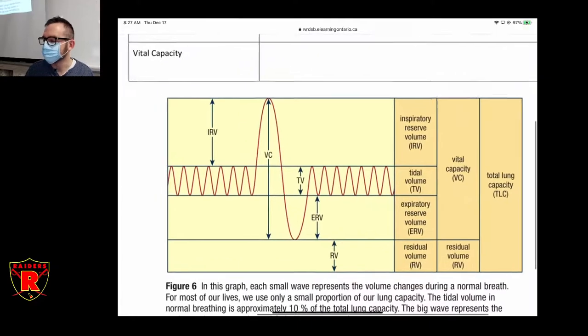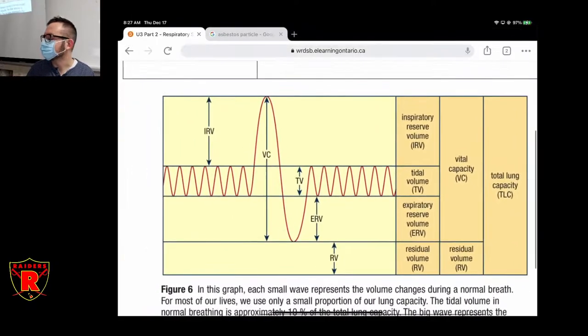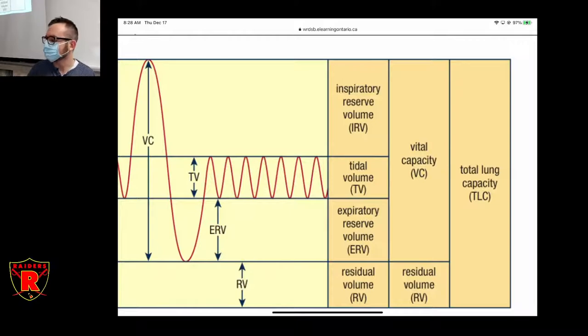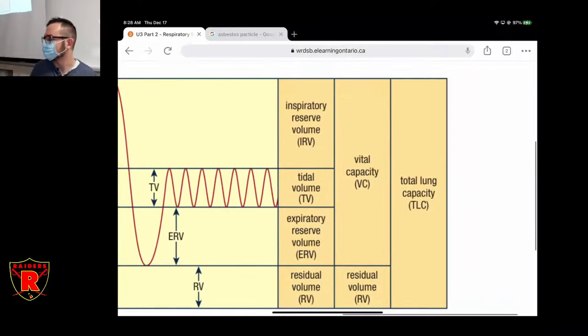Then you can also measure your VC, which is your vital capacity. That would be your capacity of breath if you inhale all the way, as deep as you can, and then push out as much air as you can possibly push out. The volume from the very top to the very bottom is your vital capacity. That's not your total lung capacity, because when you exhale all the way, your lungs don't collapse. You have a little bit of air remaining in your lungs at the end. That's your residual volume. You add those together to get total lung capacity.